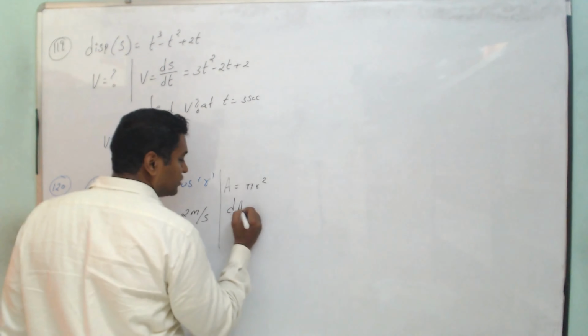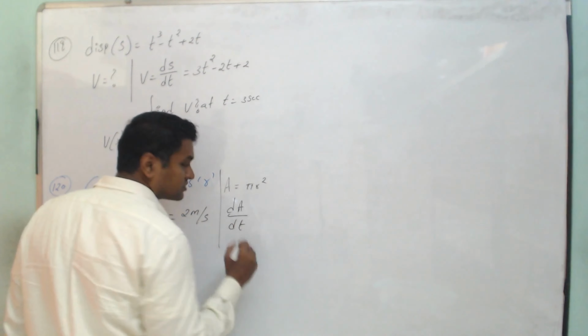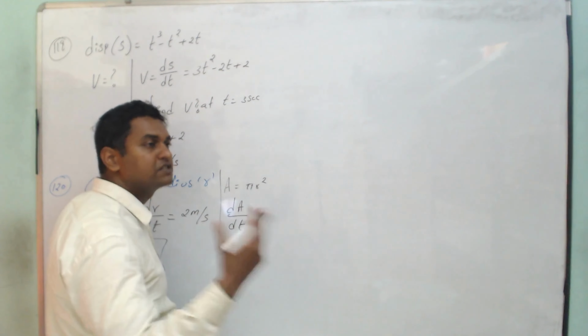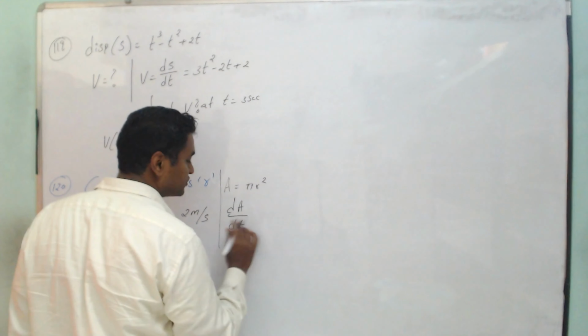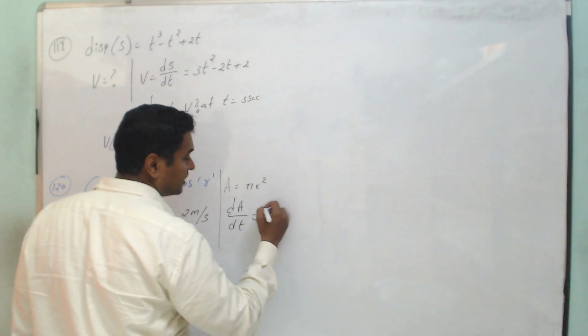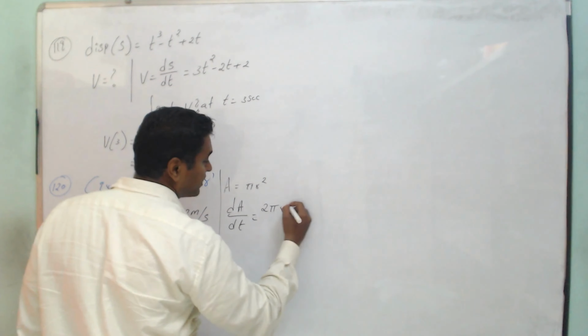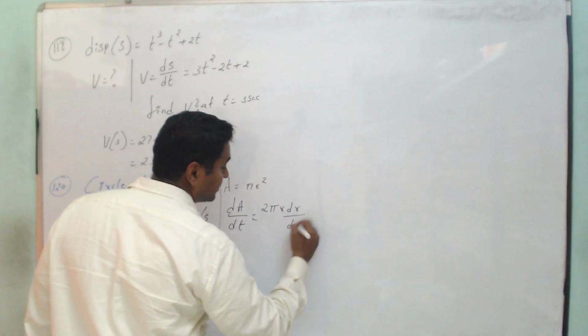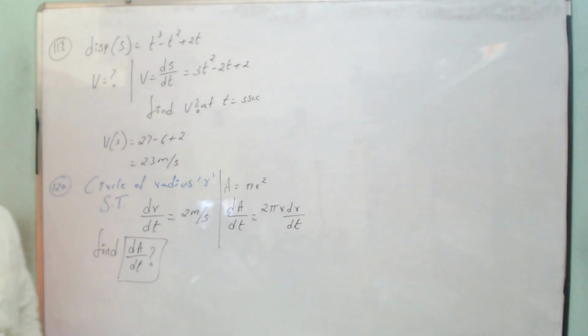When you have an equation and you know that you are in calculus, always, even if you don't know the sense or meaning of it, go for a differentiation. The differential of the right side will be what? 2 pi r dr. And if I divide by dt on both sides, it will look like this.